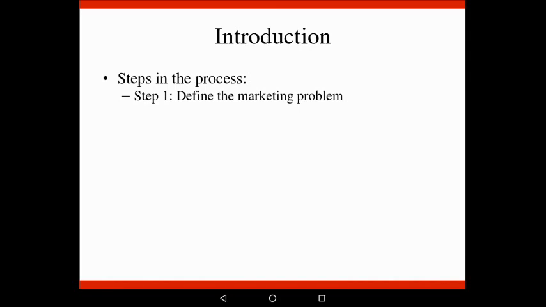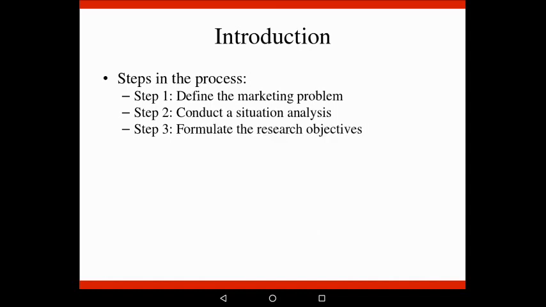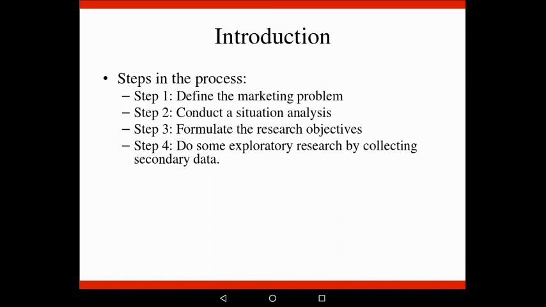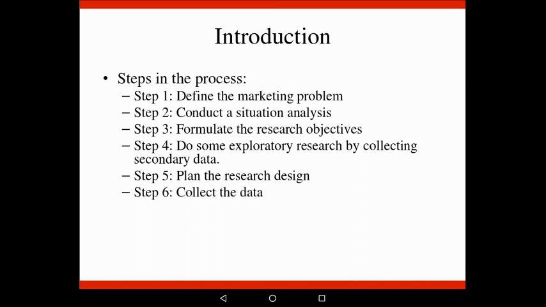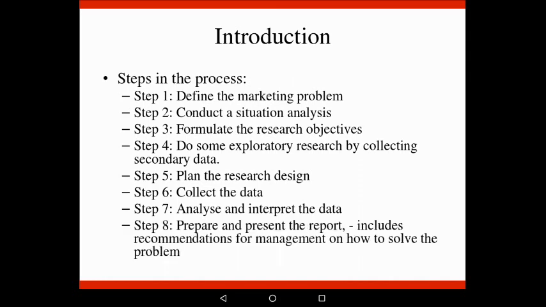Steps in the process include: Step 1, defining the marketing problem. Step 2, conducting a situation analysis. Step 3, formulating the research objectives. Step 4, doing some exploratory research by collecting secondary data. Step 5, planning the research design. Step 6, collecting the data. Step 7, analyzing and interpreting the data. And Step 8, preparing and presenting the report, including recommendations for management.